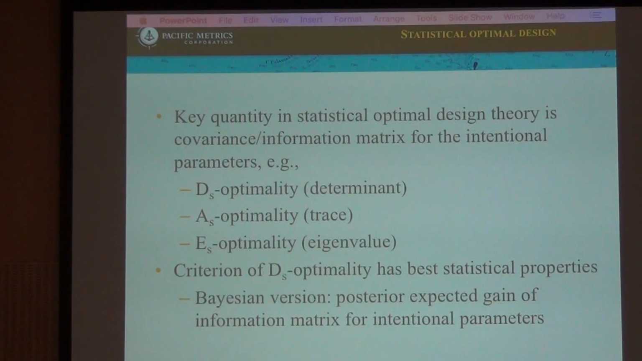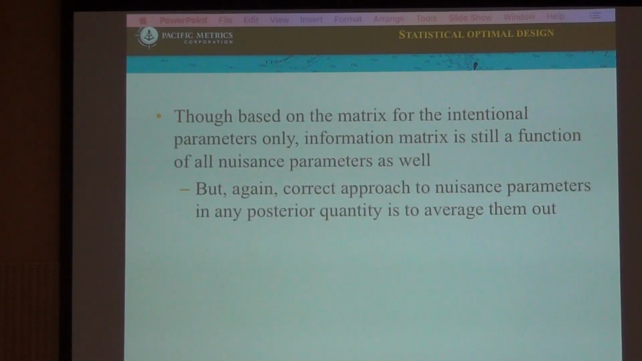But the criterion of D-optimality has the best statistical properties. There are invariance properties and other properties in the statistical literature. So let's just pick that one and use it in a Bayesian fashion. And the Bayesian fashion is to calculate the posterior expected gain of the information matrix for intentional parameters. Always. So as soon as I know what the intentional parameters are, I'm ready to go and find out what the next best step is using a well-known solid criterion.